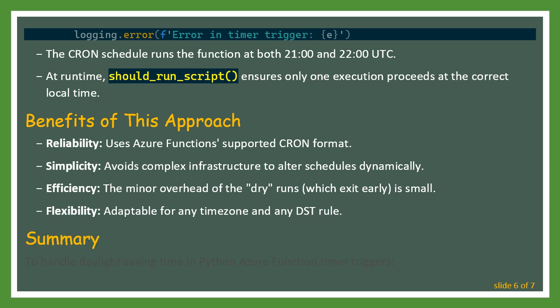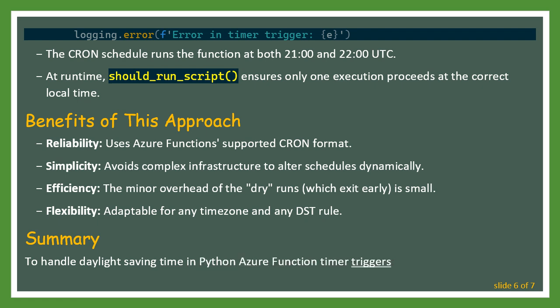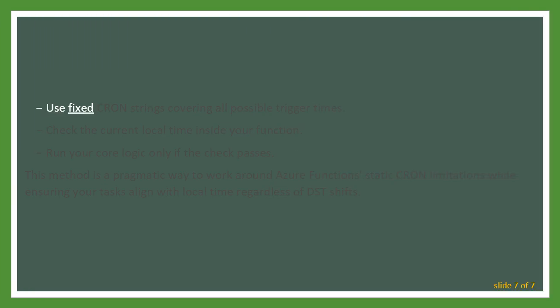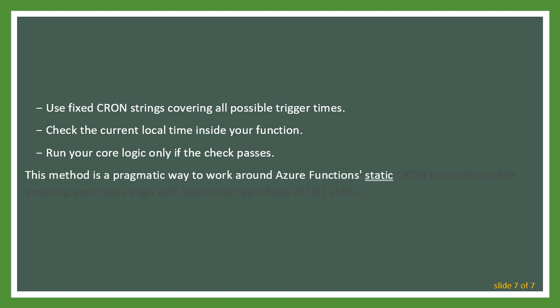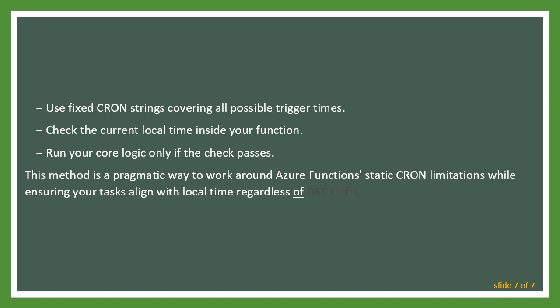Summary: to handle daylight saving time in Python Azure Function Timer triggers, use fixed CRON strings covering all possible trigger times. Check the current local time inside your function. Run your core logic only if the check passes. This method is a pragmatic way to work around Azure Functions' static CRON limitations while ensuring your tasks align with local time regardless of DST shifts.